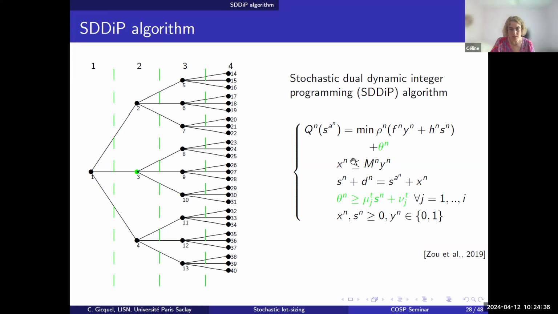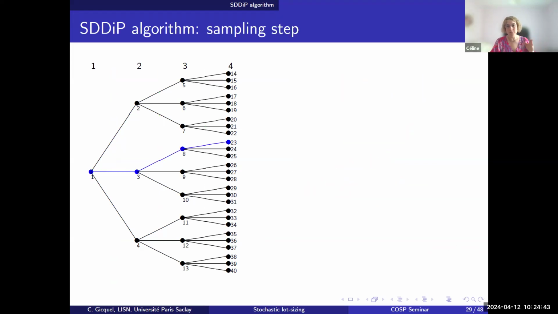So what we do with each of these SDDiP algorithms is the same as in the SDDP algorithm. In fact, we first have a sampling step in which we randomly choose a path in the scenario tree, then a forward step in which we solve each of these single node planning problems. So here I first solve a small problem at node 1. It gives me a leaving inventory S1, which I use as input data to plan production at node 3. Once this is done, I obtain a leaving inventory S3, and so on and so forth till I reach the leaf.